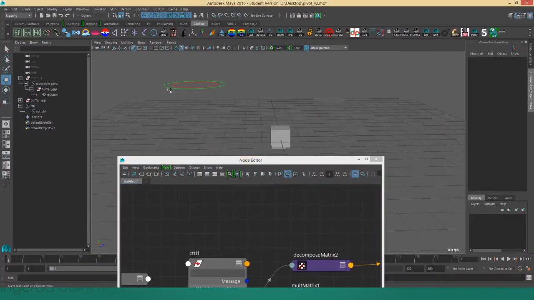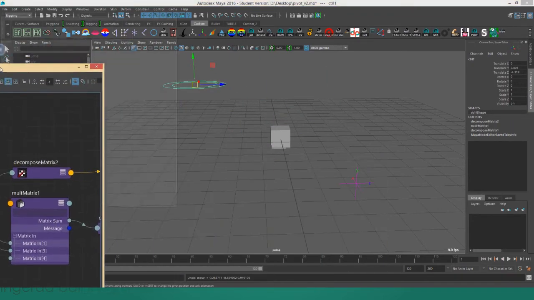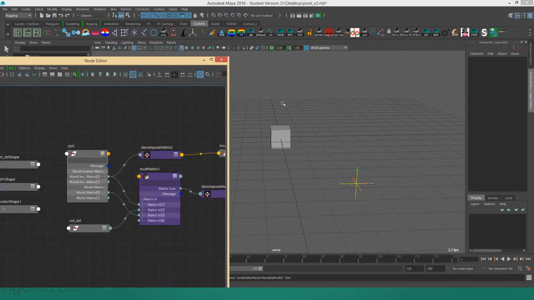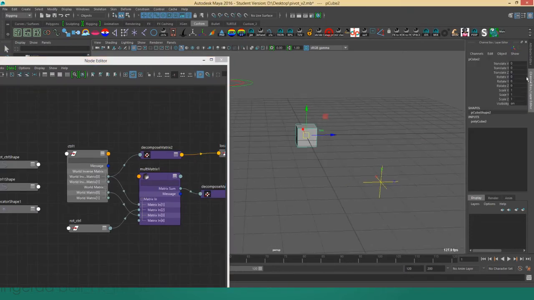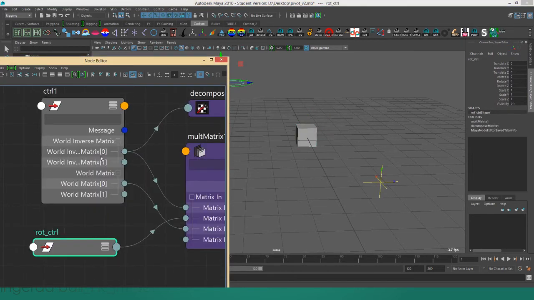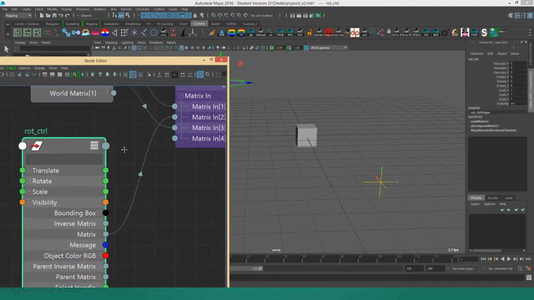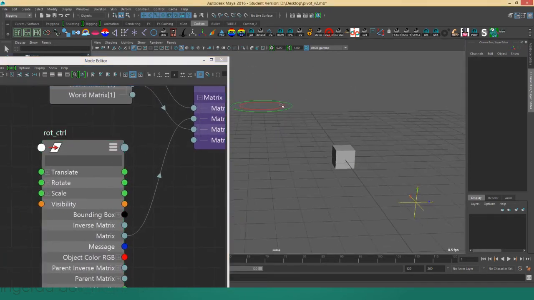We would get no change in the position of the cube ever, because that world matrix is being multiplied by the world inverse matrix, and they've canceled each other out to create no translations or rotations. But what I'm doing in between the world inverse matrix and the world matrix that cancels it out is I am applying the transformations of this object.